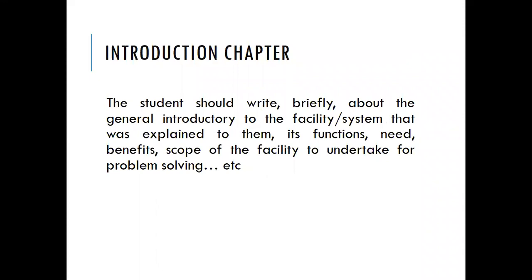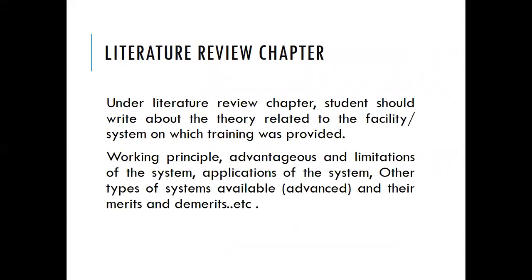The first chapter, that is the introduction chapter, should briefly introduce what your topic is all about, and it should explain in detail what its function, need, and scope are, be it a competitor or what the industry is all about, what the problem taken by you was, etc., in the first chapter. The second chapter should talk about the review of literature.